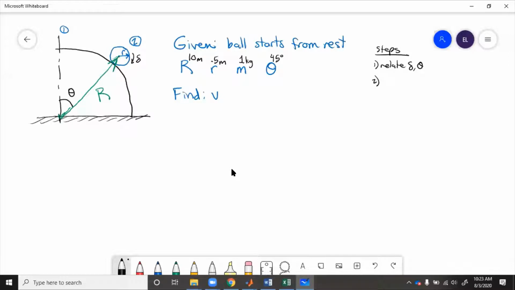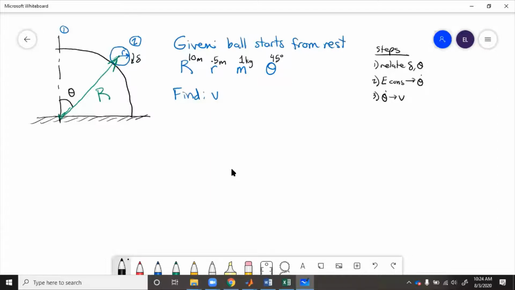And 2, we know that energy is conserved because there's no external work done. So we'll use conservation of energy to find angular velocity. And then finally, we can use the angular velocity to get the linear velocity. Now, somewhere along the way, we'll have to find the moment of inertia because that'll go into the energy equation, but we'll get to that. So first, we need to relate delta and theta.